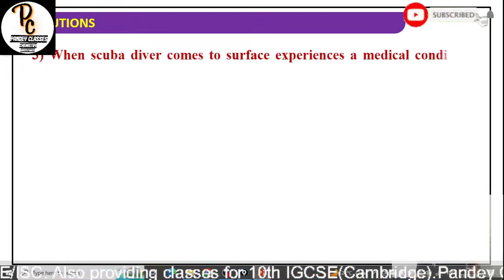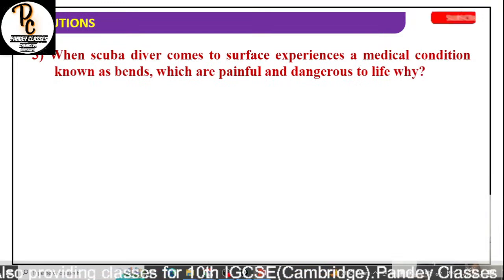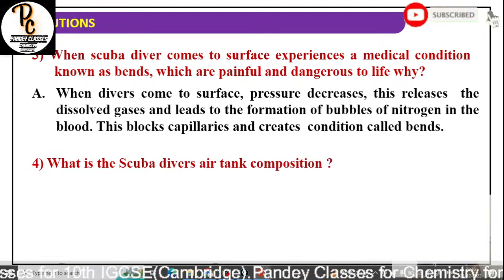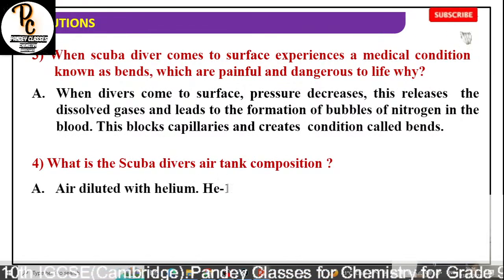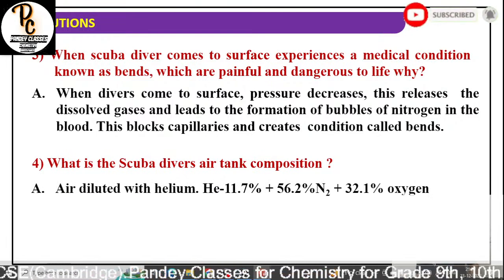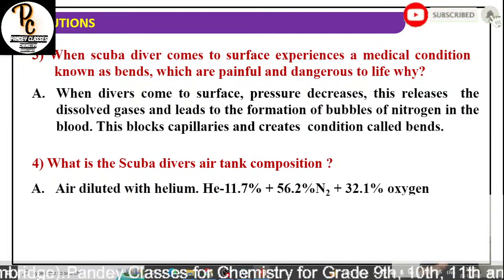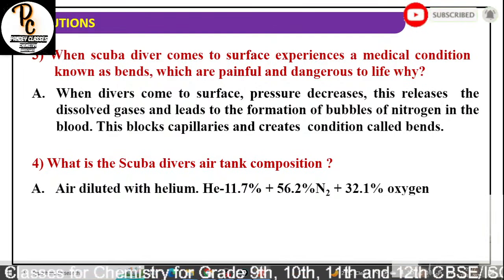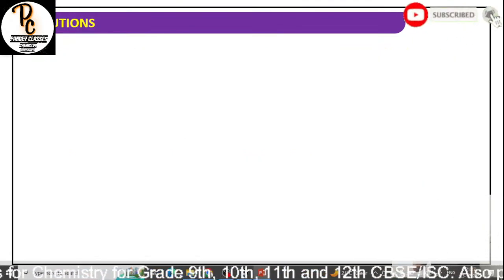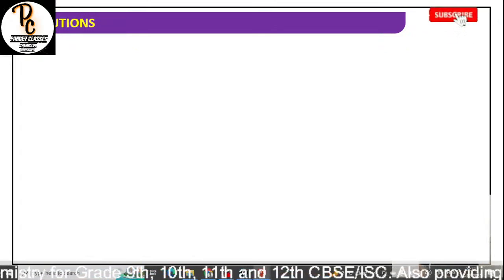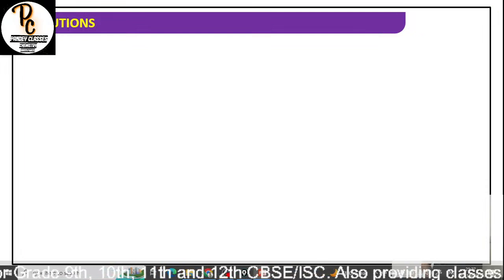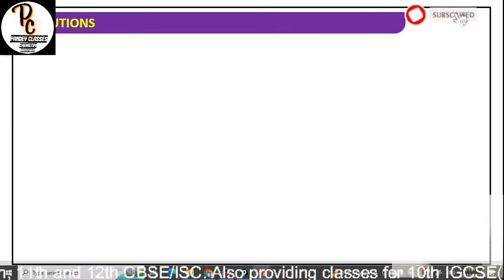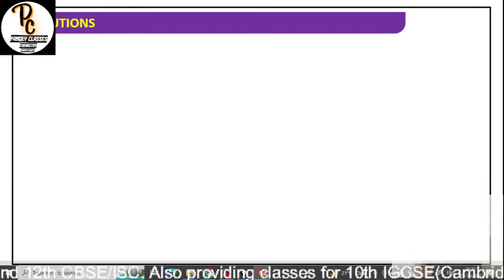When scuba divers come out to the surface, they experience a medical condition known as bends, which is painful and dangerous to life. Why? We have already discussed this: formation of bubbles of nitrogen in the blood. What is in the scuba diver air tank? As I told you, a very small amount of inert gas is added, helium only, and as you can see, nitrogen and oxygen. But we have one presumption that if a scuba diver is going into the ocean or sea, the cylinder he is carrying must have only oxygen. No, it's not only oxygen. It's basically air.